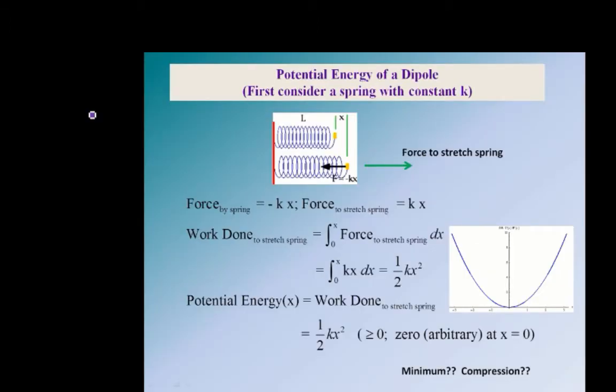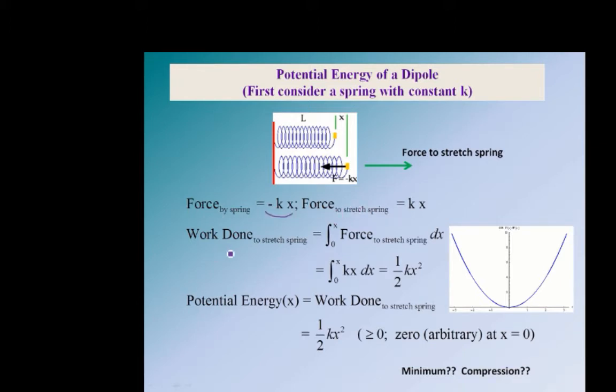So let's look at the potential energy of a dipole in a magnetic field. Before that, let's consider a spring with a spring constant k. We're going to apply a force to stretch the spring, and that will elongate the spring a distance x. But the force that's exerted by the spring in return is minus kx. Here's the force to stretch it.